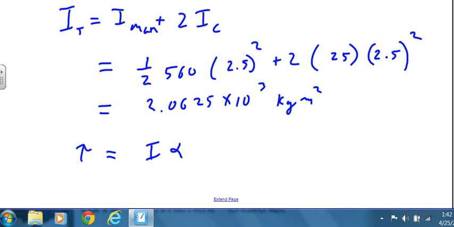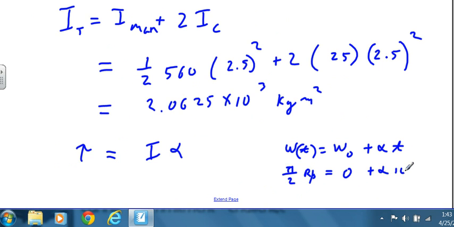All right, so what are we trying to calculate anyway? This is 41, maybe? Yeah, this is 41. Calculate the torque. Okay, so I need to know alpha. All right, so omega at time t is omega naught plus alpha t. So omega at time t is going to be pi over 2 radians per second. And omega naught is 0 plus alpha, and it takes me 10 seconds to get there. So my alpha is pi over 20.